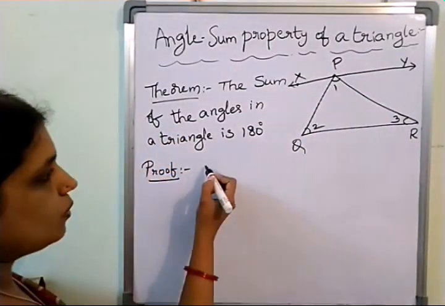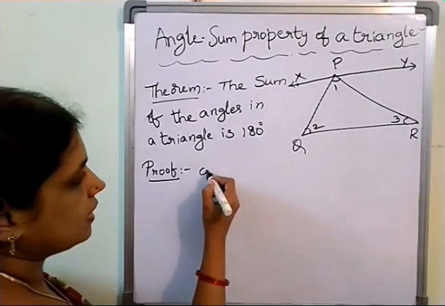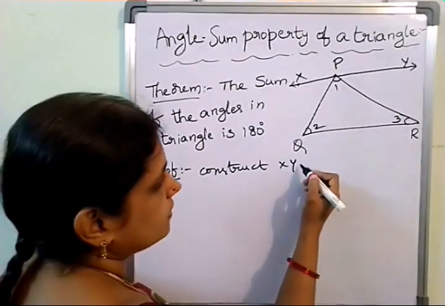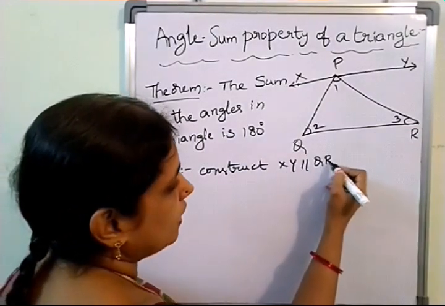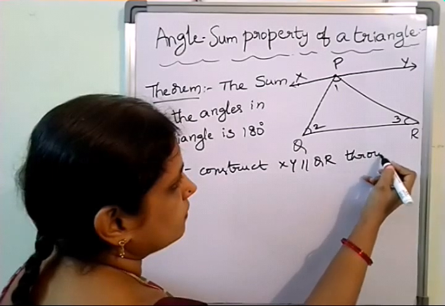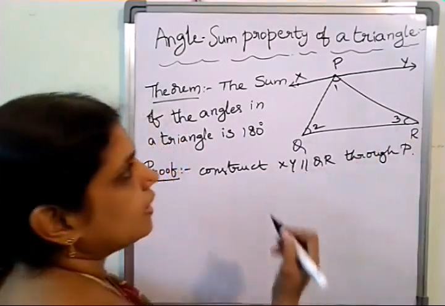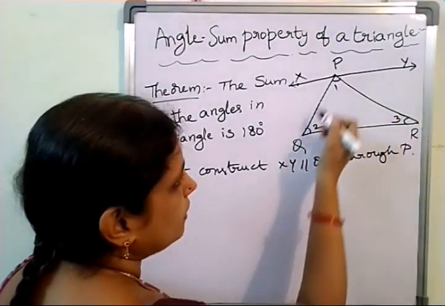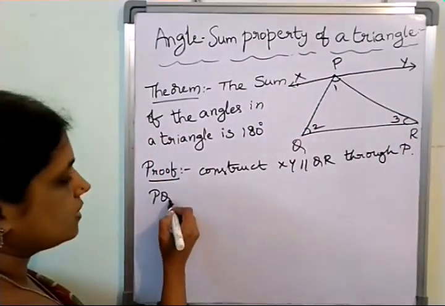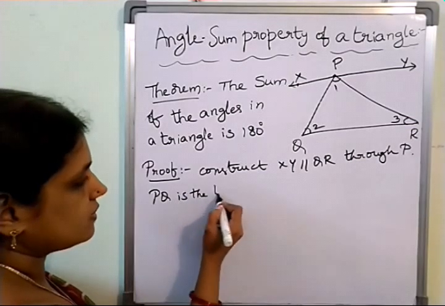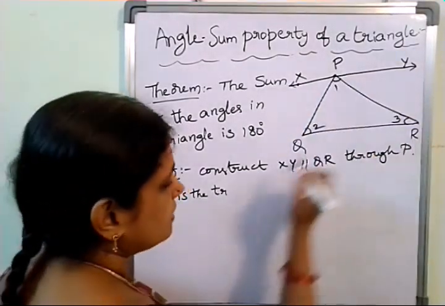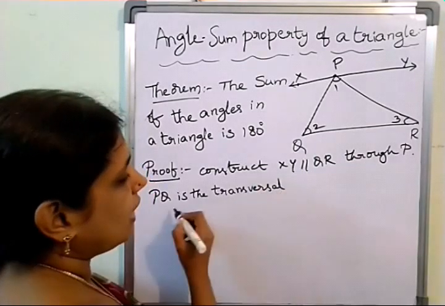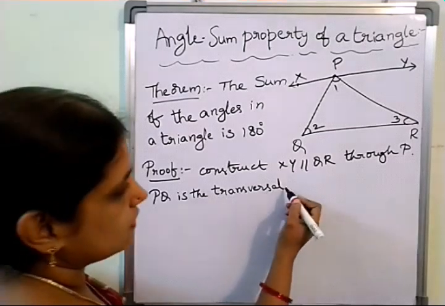Okay. So now construct XY parallel to QR through P. Now here XY is parallel to QR and PQ is the transversal. So PQ is the transversal. Actually PR is also transversal. So now first I want to take PQ is the transversal.